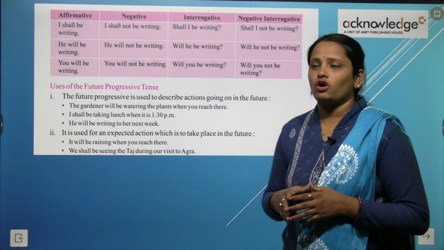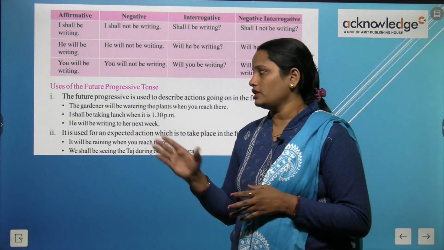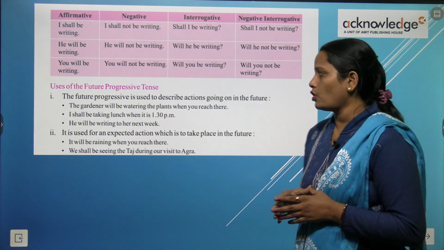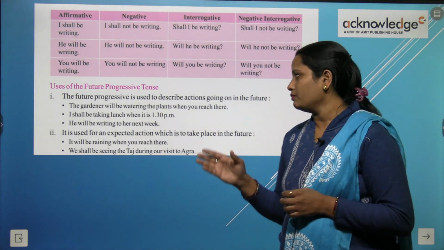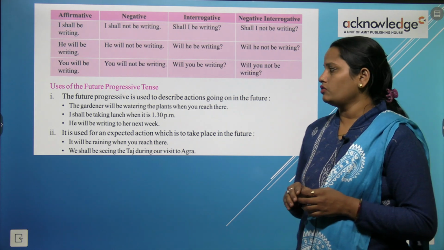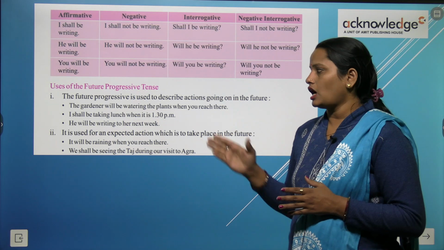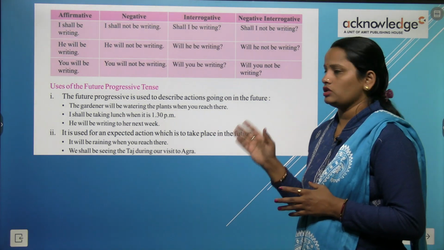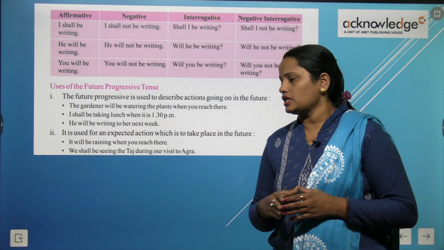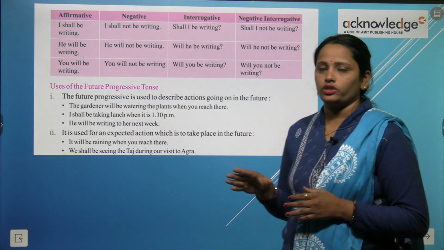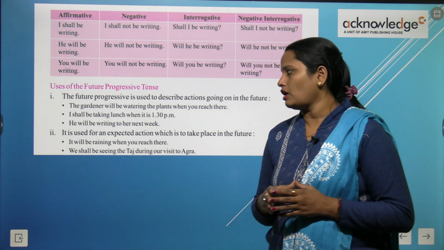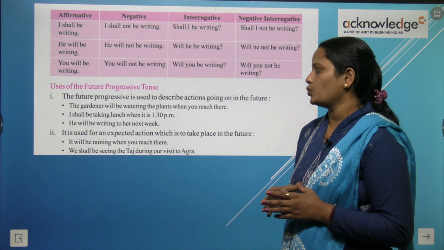Now here the uses of future progressive tense is given. Let's read it. The future progressive is used to describe action going on in the future. तो future के किसी action के बारे में बताता है. The gardener will be watering the plants when he reaches there. I shall be taking lunch when it's 1:30 p.m. He will be writing to her next week.